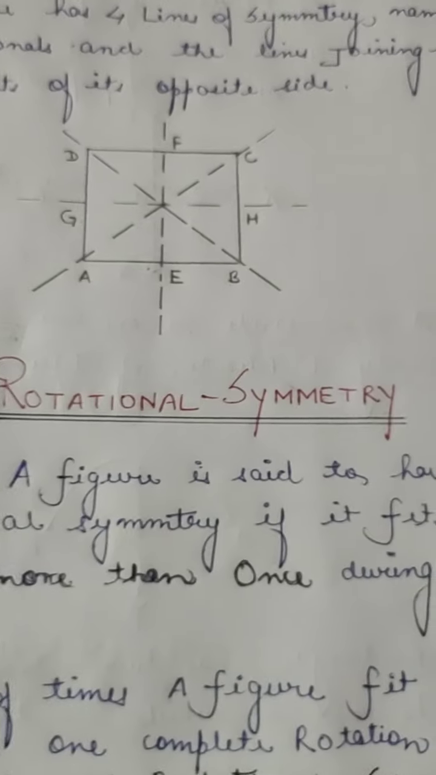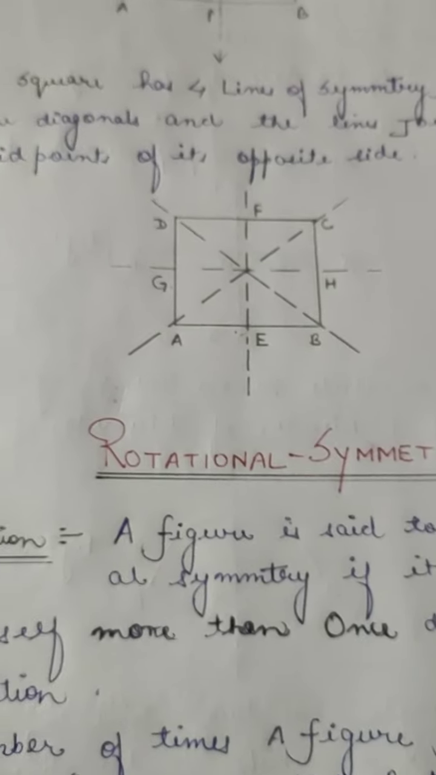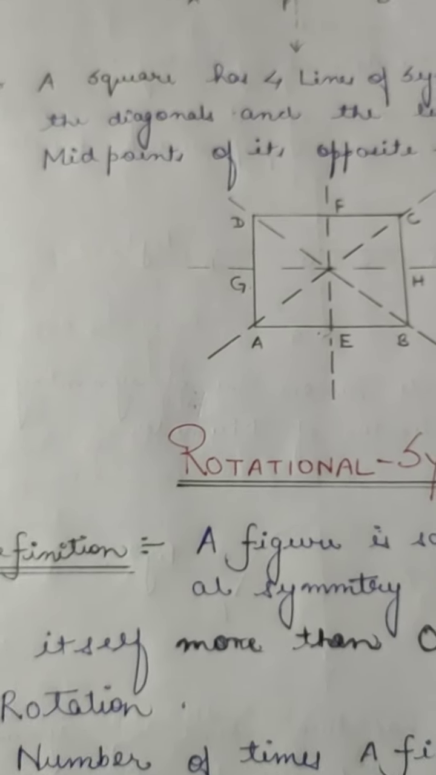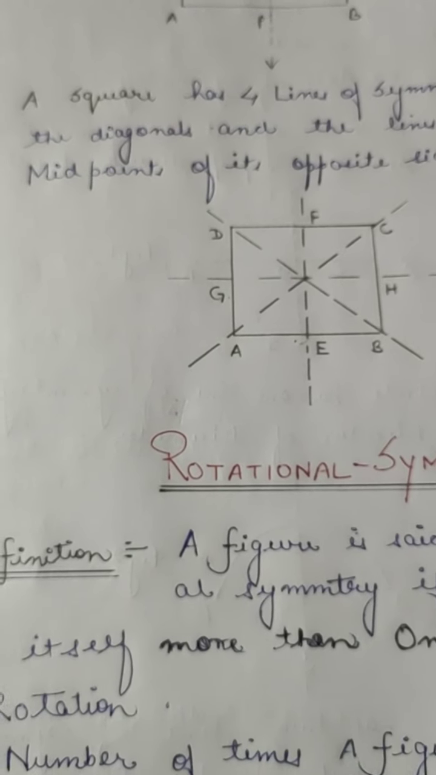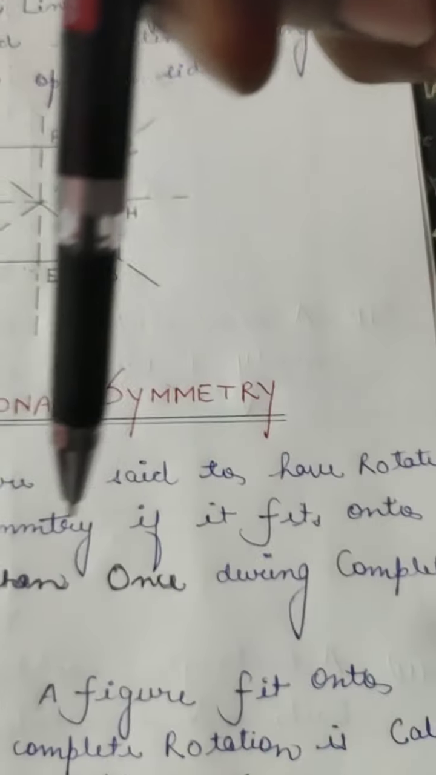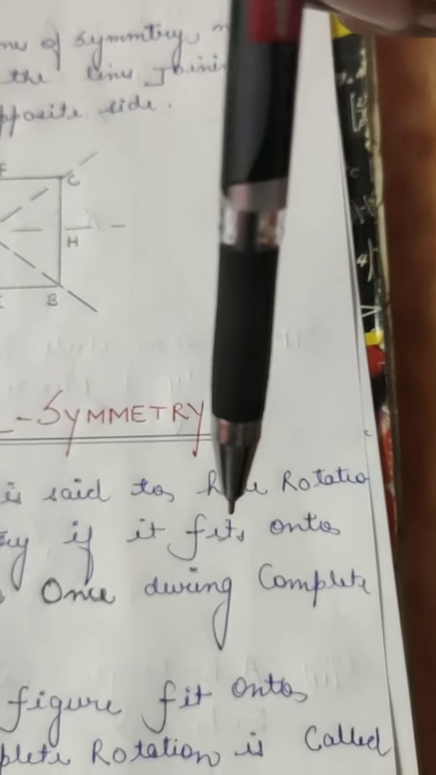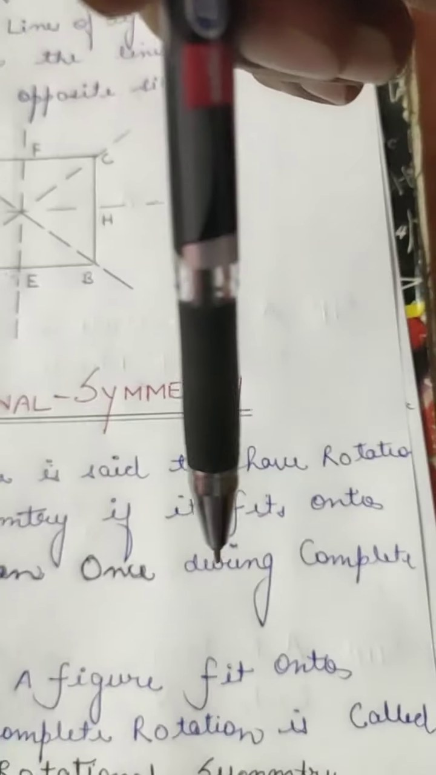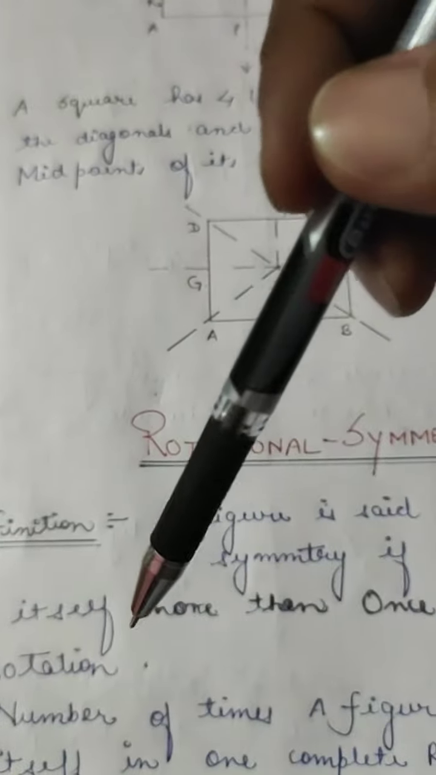So class, now we will move on to our next topic, that is rotational symmetry. In this we will study about the rotation of a particular figure. A figure is said to have rotational symmetry if it fits onto itself more than once during a complete rotation.